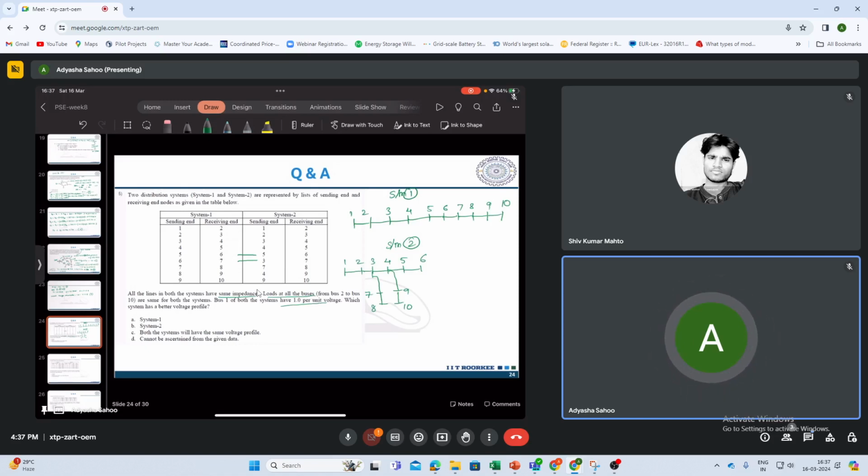Which will have better voltage profile, system 1 or system 2? Both will have same voltage profile, or it cannot be certain. What do you think it will be the answer? Just give it a try. Which one do you think? Option C, both will have same voltage profile. So no, because we'll see how they'll be having different, because the interconnections are not same.